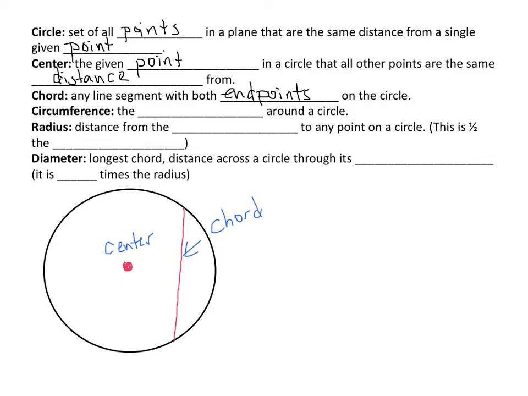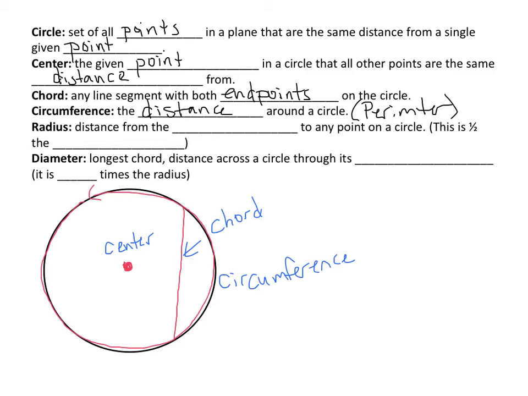The circumference is the distance around a circle. So it's equivalent to talking about the circle's perimeter. So when we look here, if I were to outline this in red, that is the circumference. And then the radius is the distance from the center to any point on the circle. It is also considered half the diameter. So if we look here, that line would be a radius.